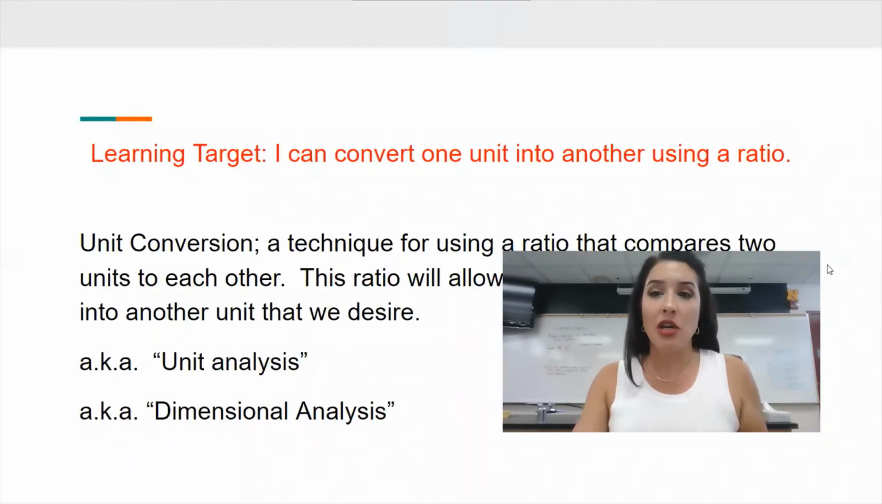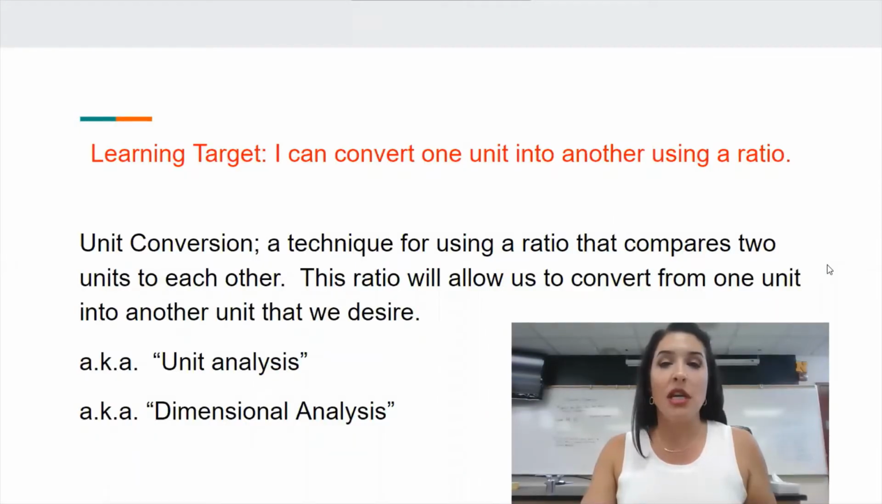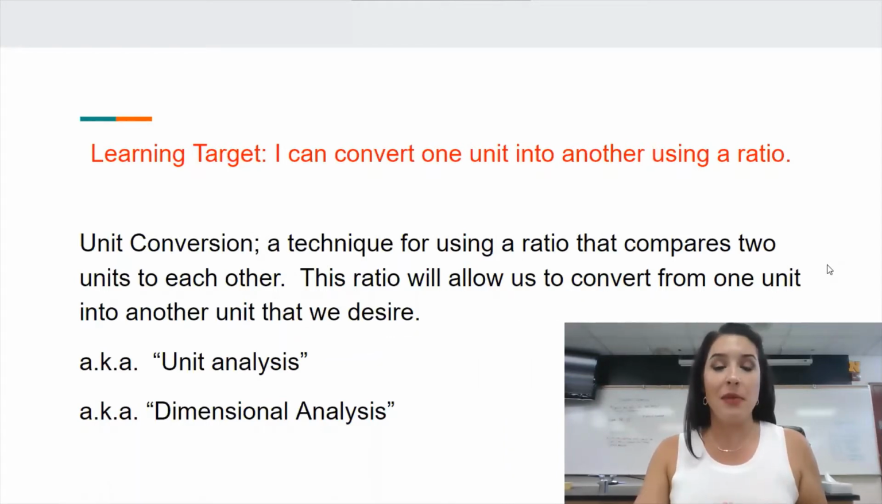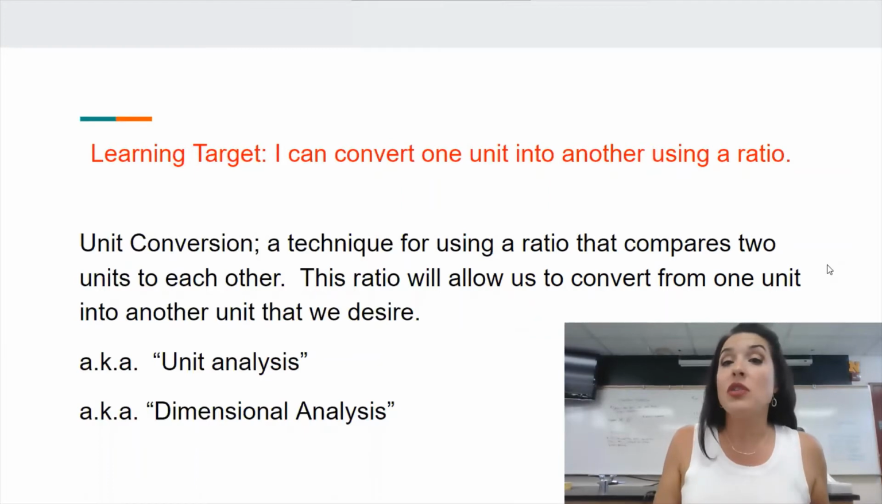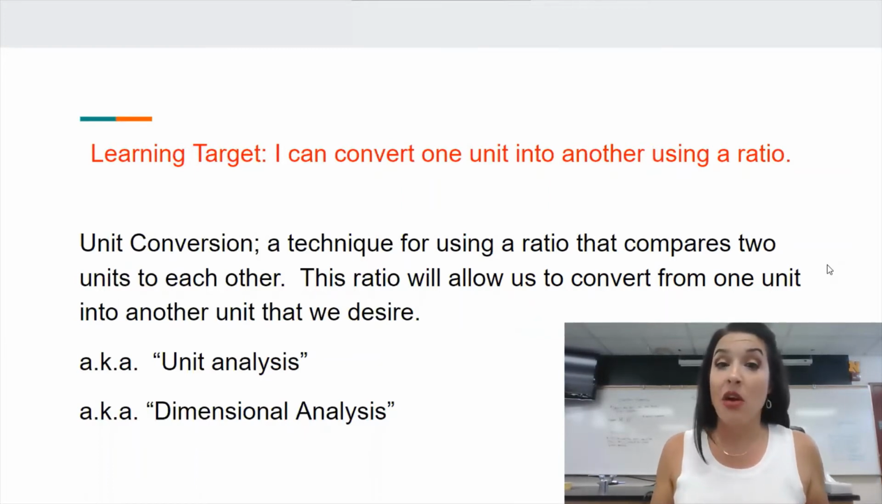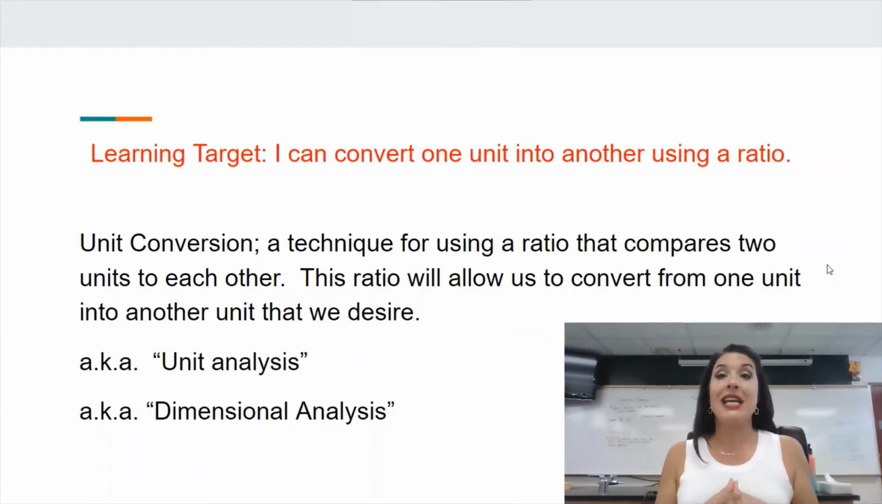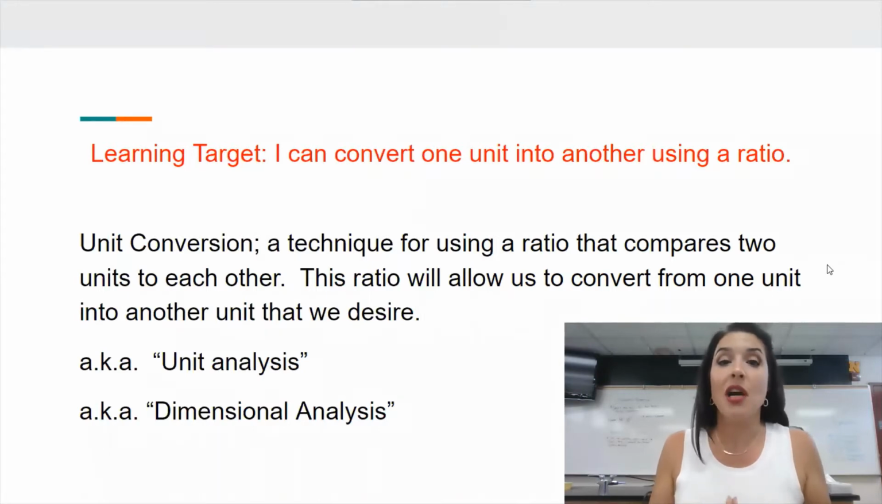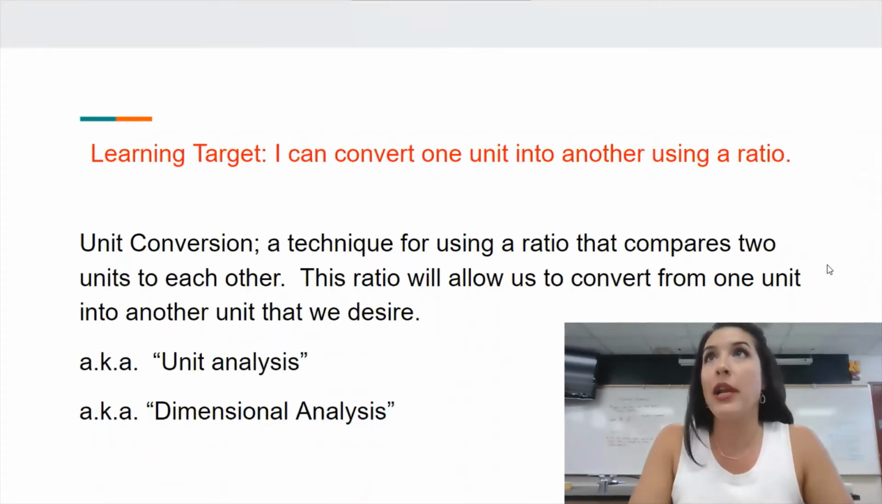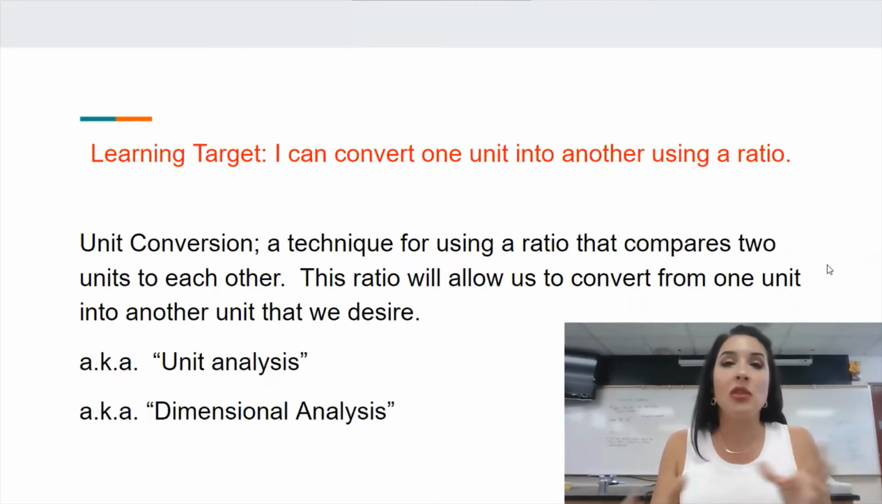So the learning target that you're going to write at the top of your page is you want to be, at the end of the session, able to convert from one unit into another unit using a ratio that compares the two of them together. So remember that unit conversion is a technique that we use, and it uses the concept of a ratio. So an example of a ratio for a unit conversion might be using 12 inches compared to 1 feet. These two things are equivalent. They're a ratio we can use to convert between feet and inches.